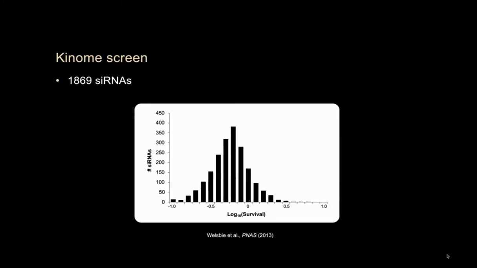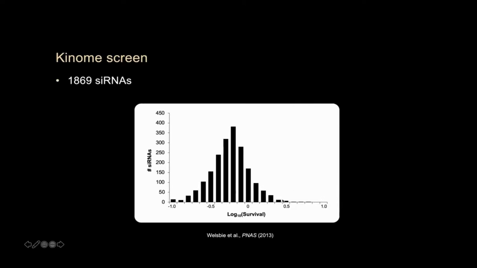So shown here is a histogram of the results from our first kinome screen. There's just a little under 700 genes in the mouse kinome. We had 3 siRNAs per gene, and shown here is the histogram of survival. As you can see, most siRNAs cluster around 0 or slightly negative survival, which makes sense. Most siRNAs, when they knock down their target, don't do anything to survival, or if anything, they decrease survival.